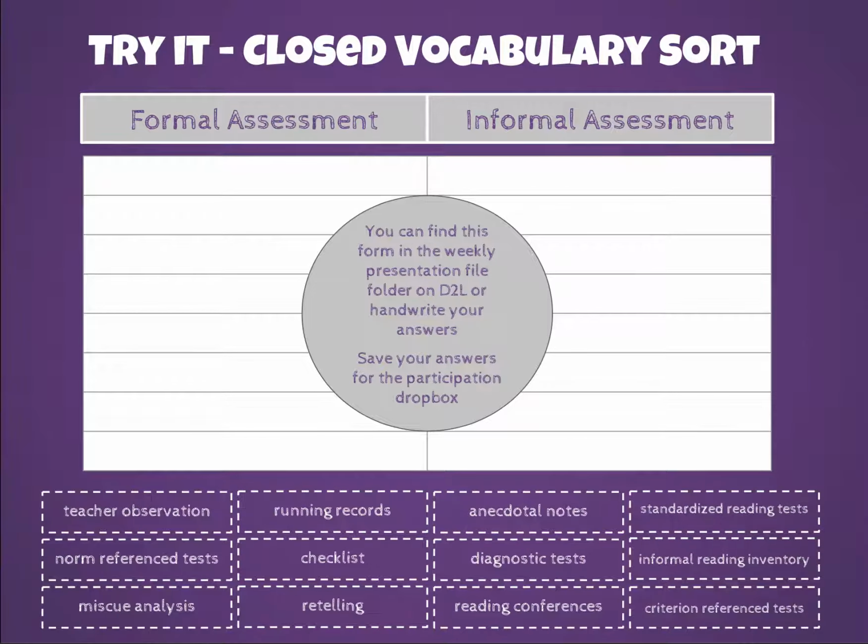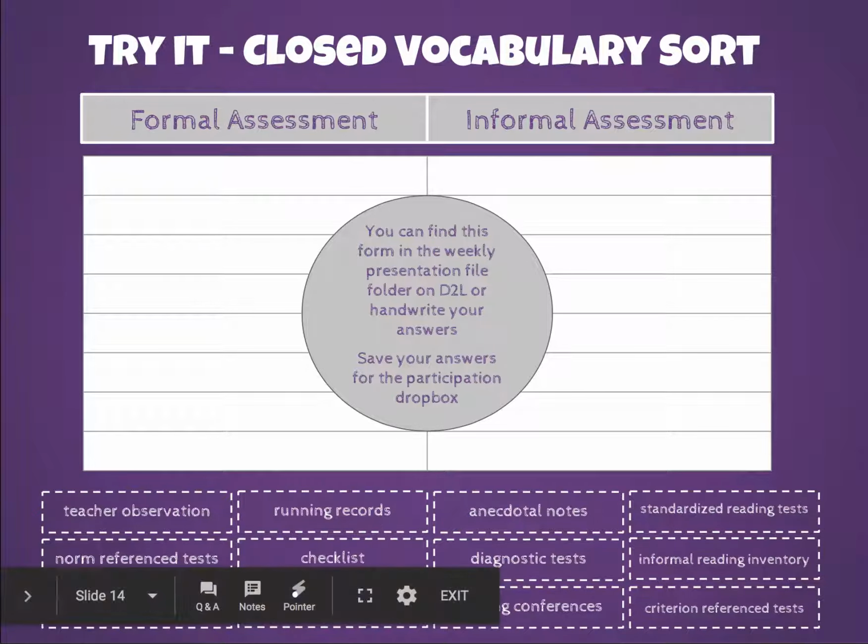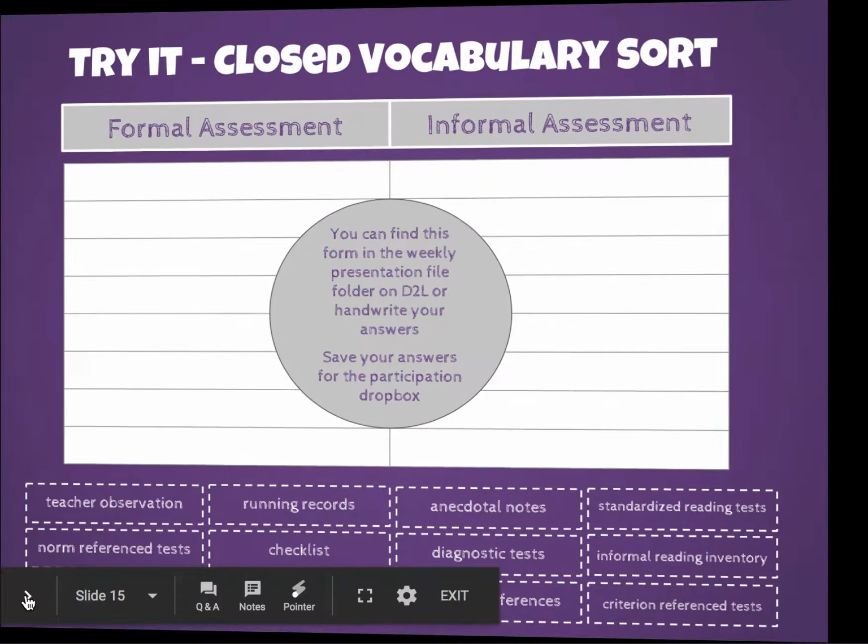And then you're going to do a try it out. This is a vocabulary sort that is closed. Closed vocabulary sorts have categories. So we have formal assessment as a category and informal. And what I'd like you to do is cut out the parts below, or even just jot them down on notebook paper and sort the different types of assessment into the two categories. That is a Dropbox activity for participation this week.